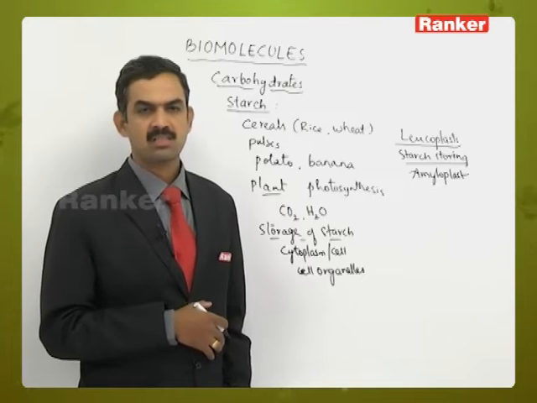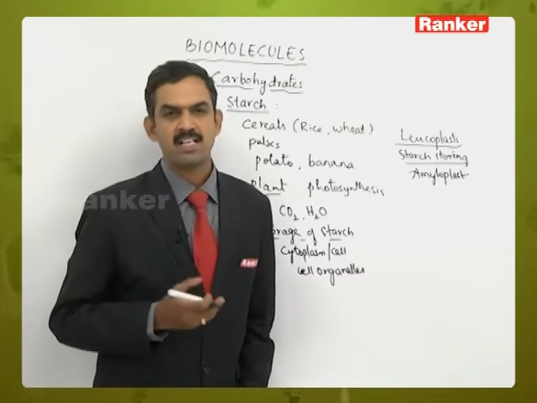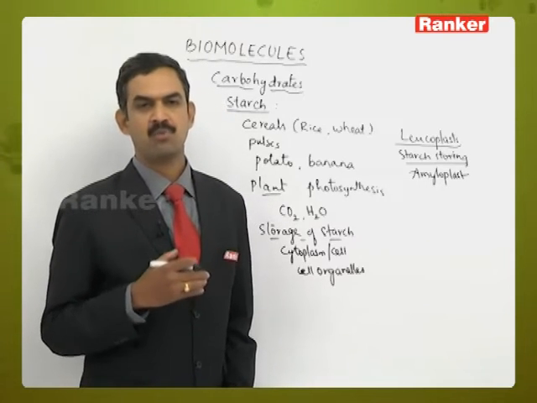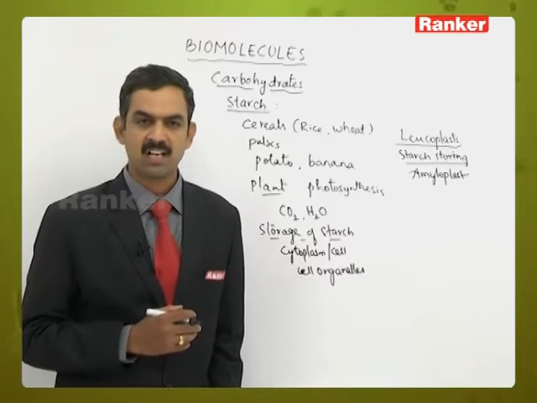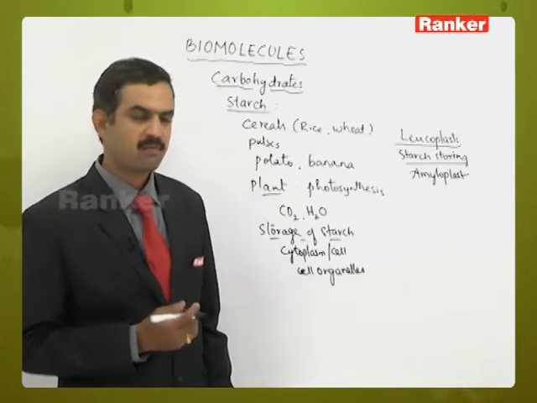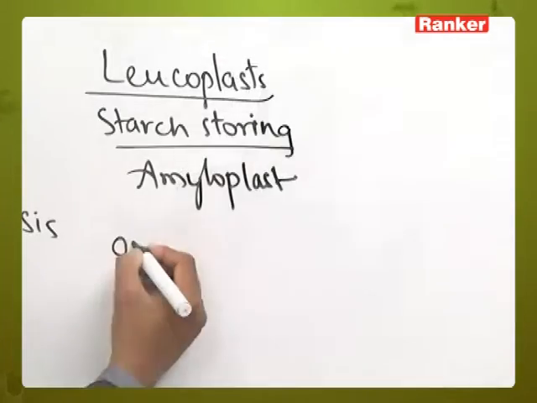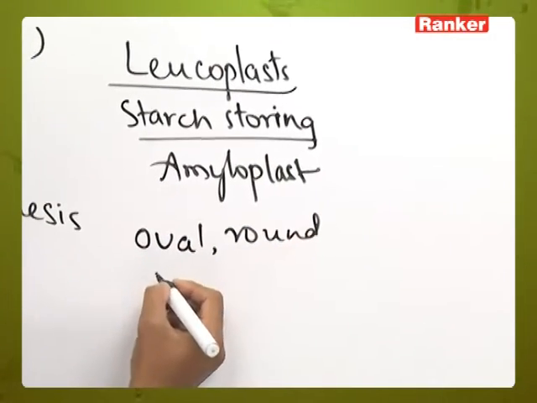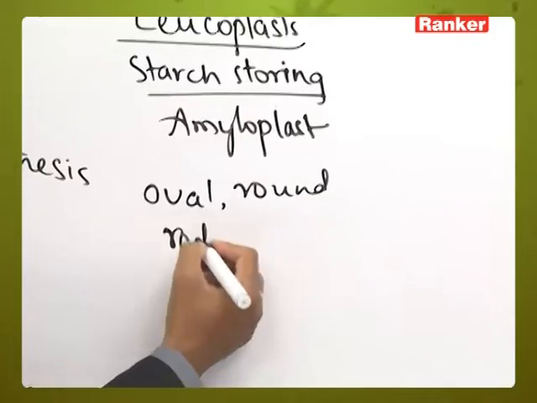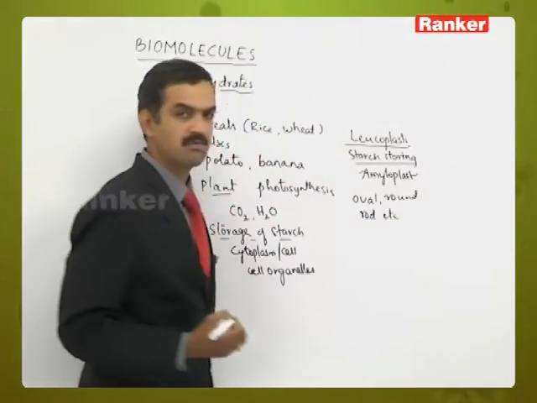The starch grains acquire different shapes when they are forming into a grain-like organization. They may be round, oval, cylindrical or rod shaped also. Likewise, different shapes are formed, like oval, round, rod shape, etc.